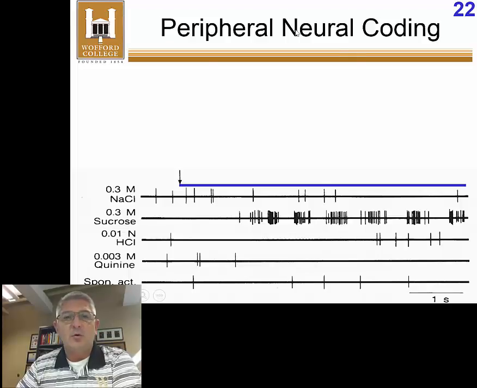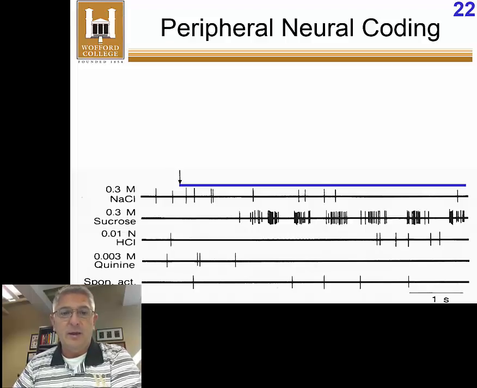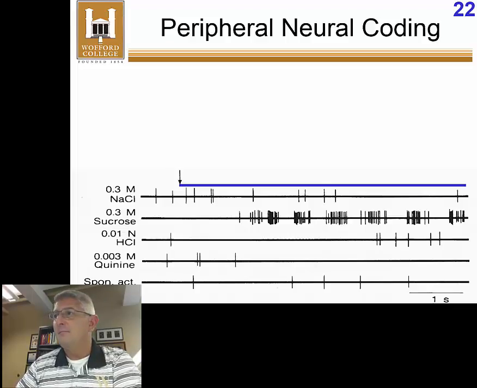So here we see recordings from a chorda tympani nerve, a peripheral nerve from the anterior part of the tongue going up to the brainstem. And the blue line represents when different stimuli were placed on the tongue. In the top trace, we have salt on the tongue, and there's not much of a change from baseline firing. Then we see sucrose, we get an increase in firing. We see sour, hydrochloric acid, not much of a change in firing. Quinine, bitter, not much of a change in firing. And at the bottom we have just water, spontaneous activity, that's your baseline activity.